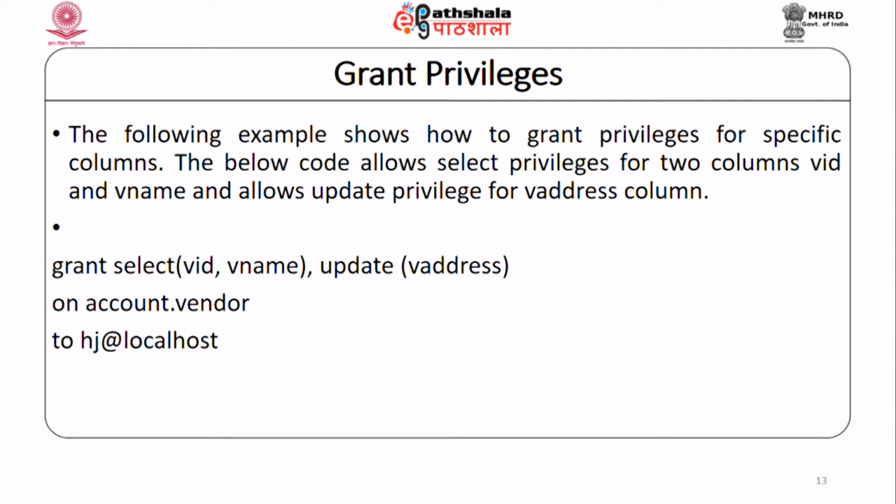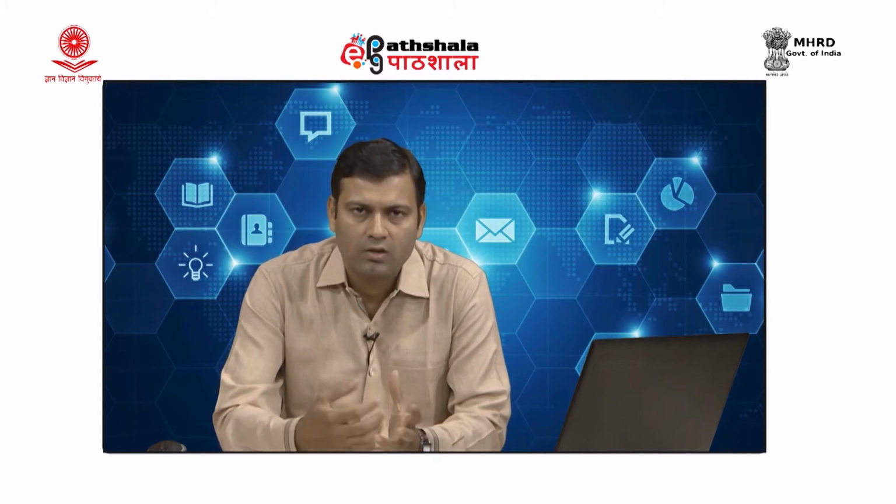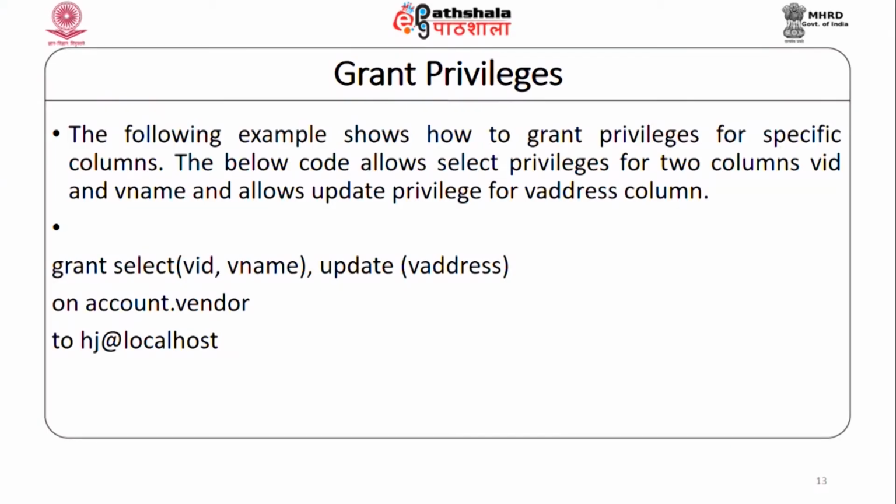You can also give privileges on specific columns. To do so, in the GRANT statement you write GRANT, then the privilege, and then the column name in brackets. For example, here I code GRANT SELECT on the columns VID and VName, and UPDATE on the column address, ON account dot vendor table TO HJ@localhost.